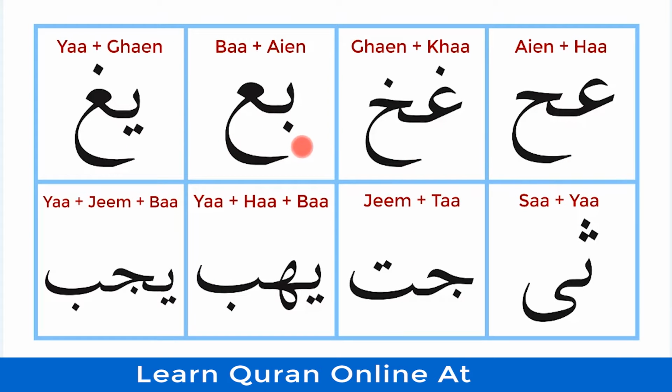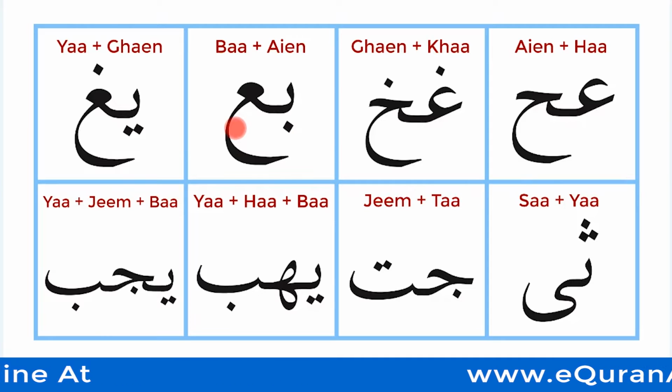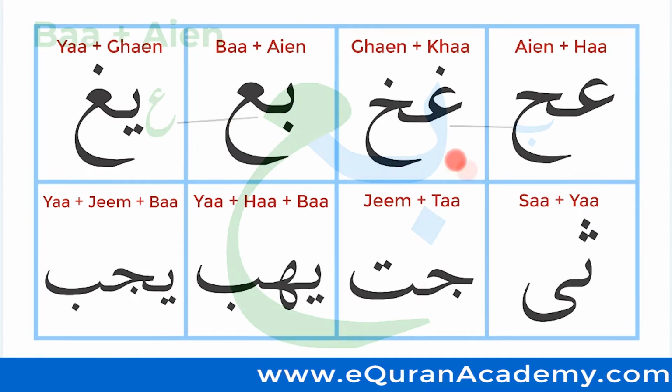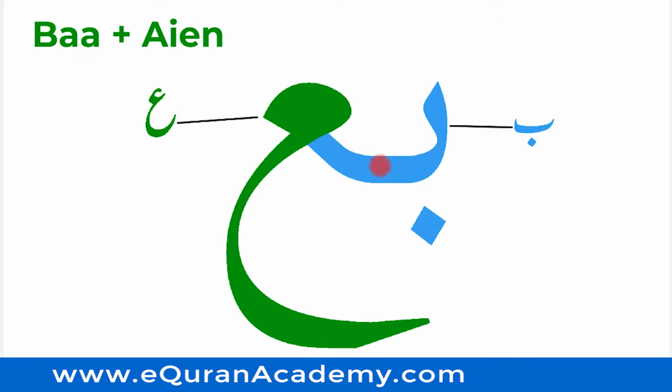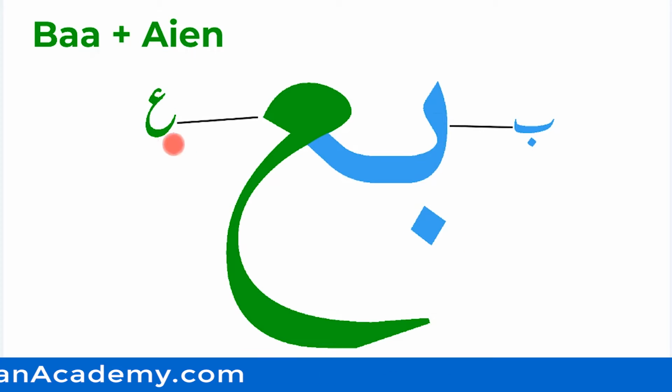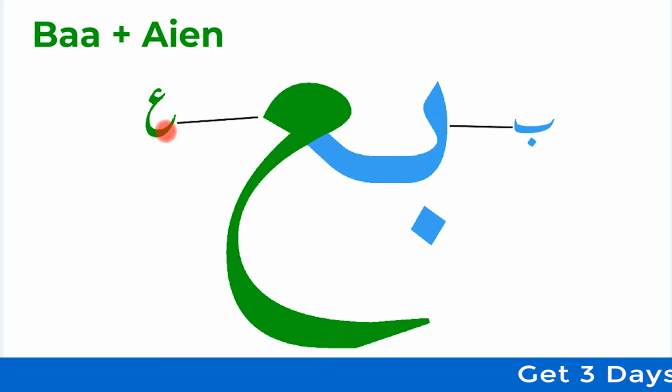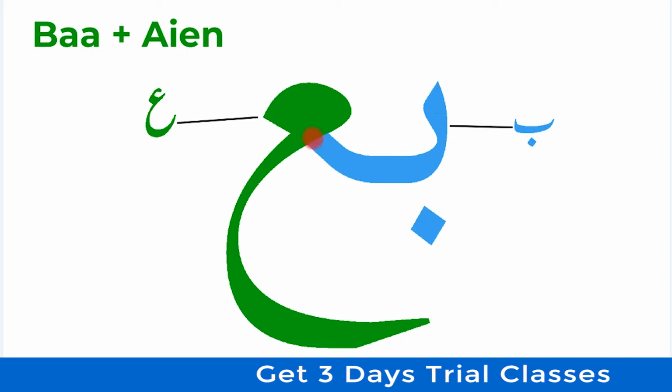Ba'ain. Ba'ain. Ba'ain. This is single Ba. When we write Arabic, Ba will write like this. Ba has one dot below. This is Ain. Ain has no dot. This is single Ain. When we write Arabic, Ain will write like this.